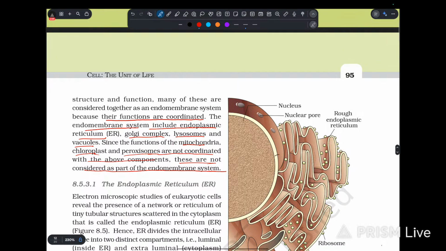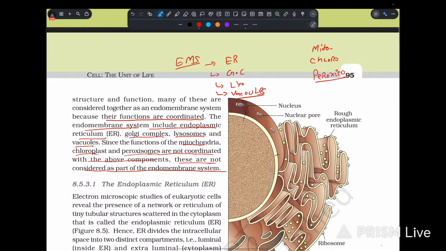What do we mean by that? In the endomembranous system, we are considering the endoplasmic reticulum, Golgi complex, lysosomes, and vacuoles. What are we not considering? Mitochondria, chloroplast, and peroxisome.